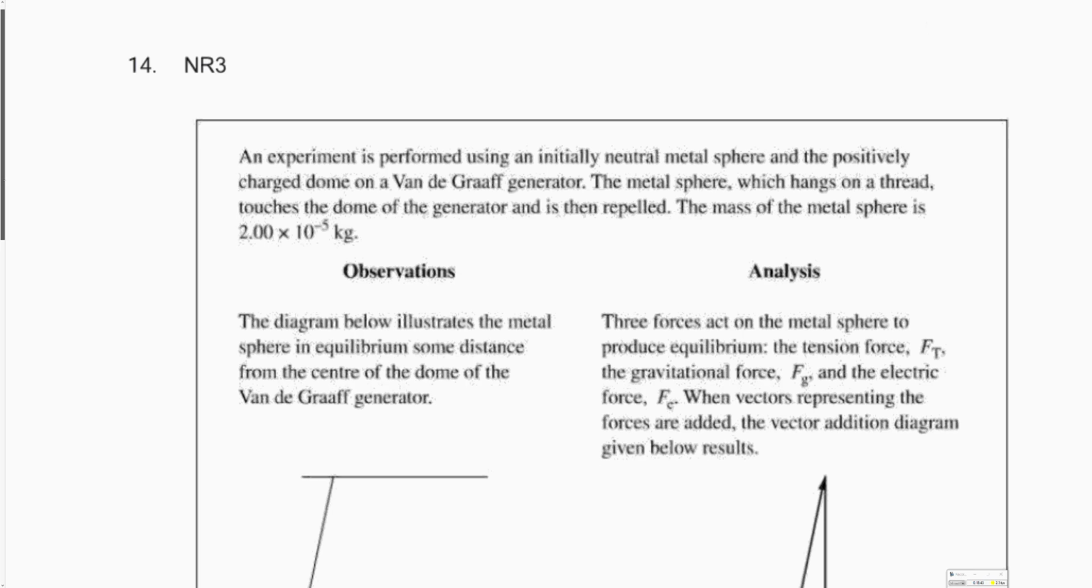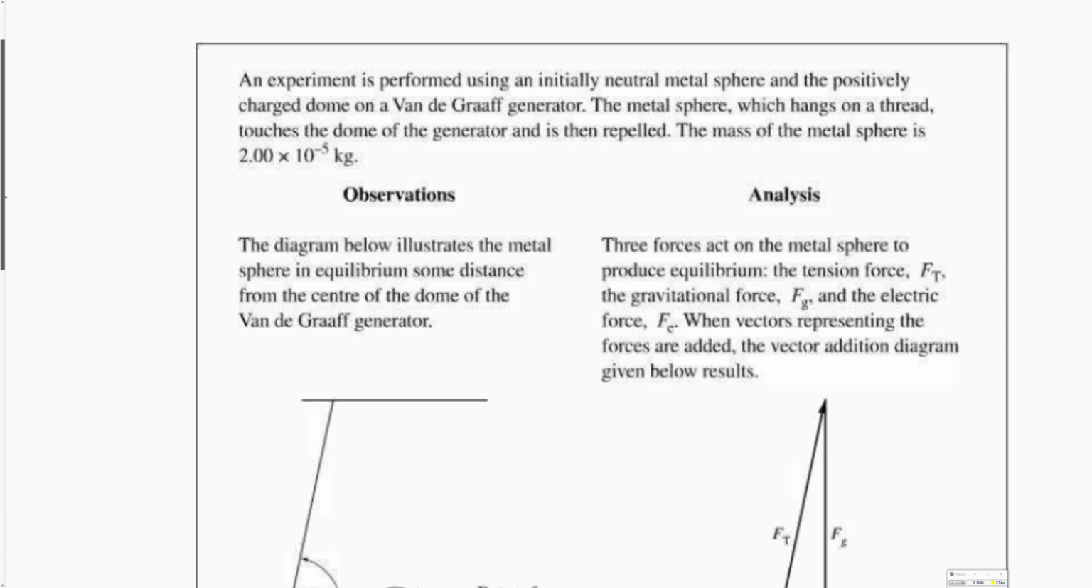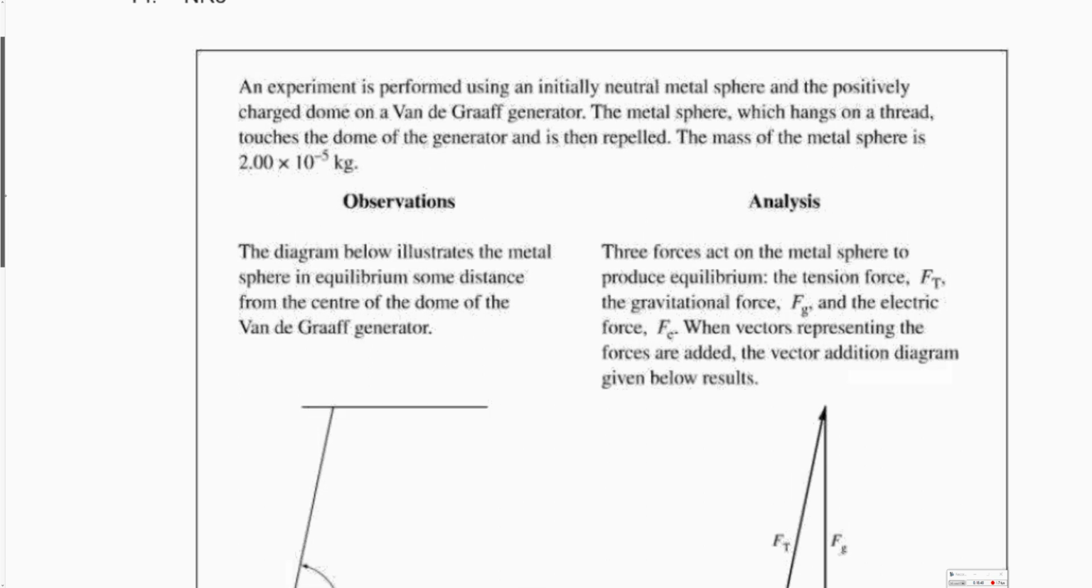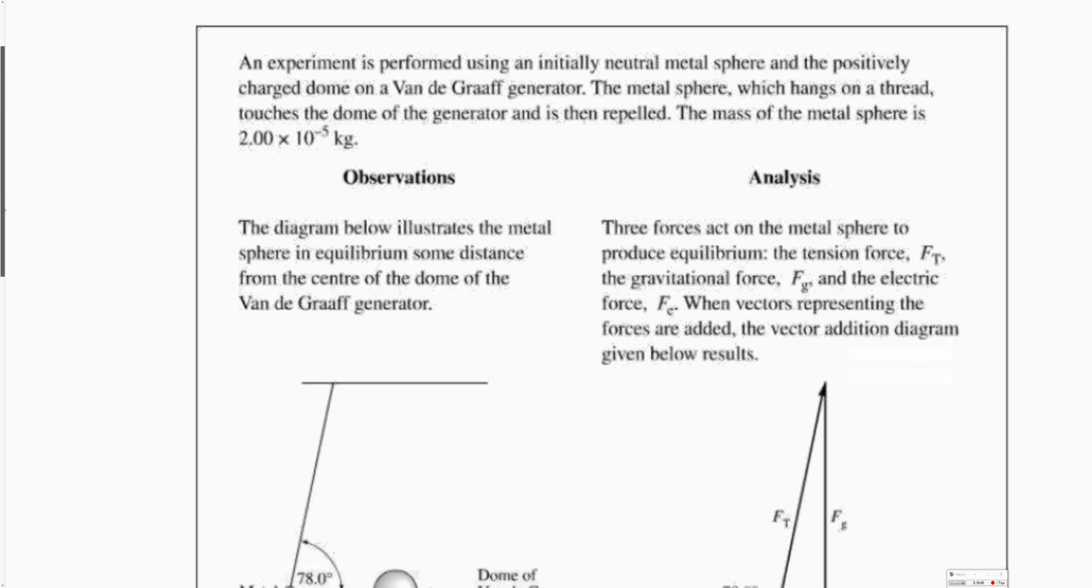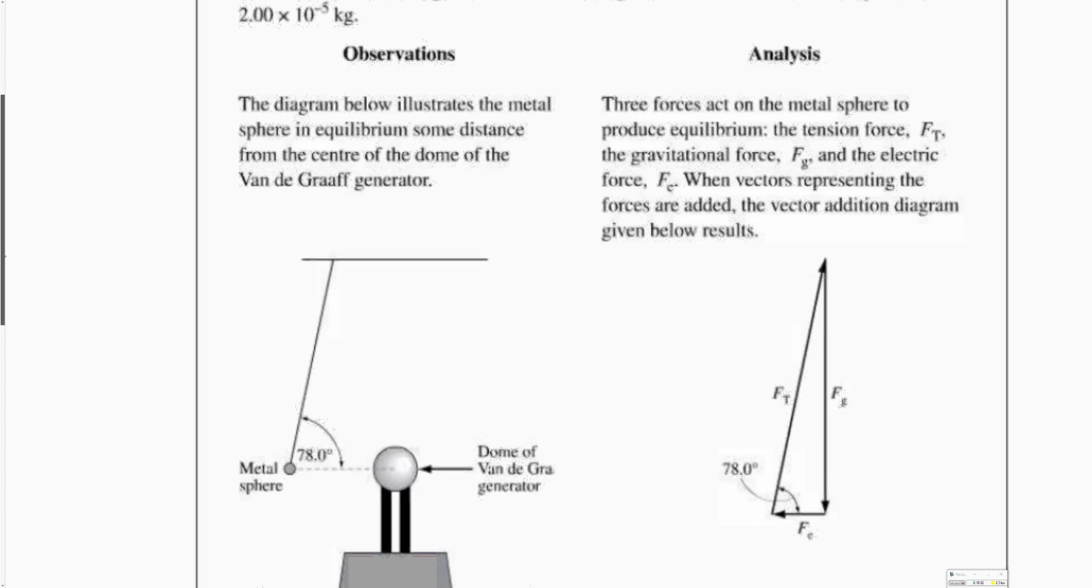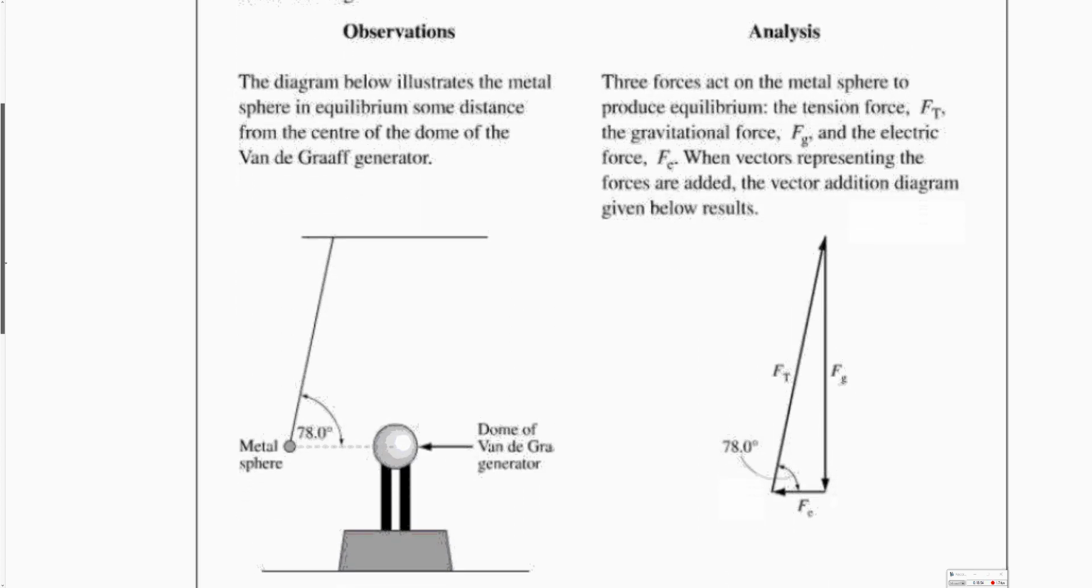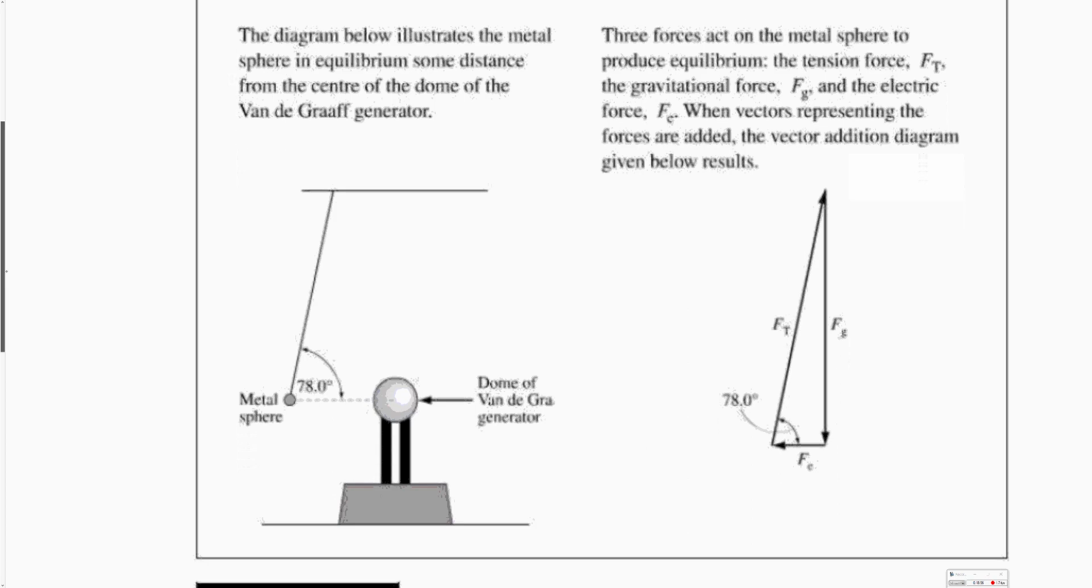Numeric response number 3. An experiment is performed using an initially neutral metal sphere and a positively charged dome of the Van de Graaff metal sphere, blah, blah, blah. You know, let's pretend we've skimmed it. I'm not going to read through the whole thing.